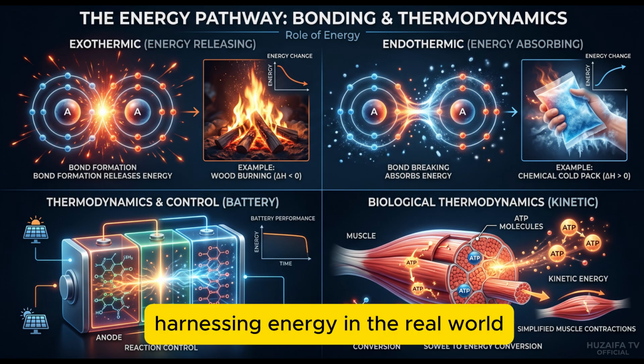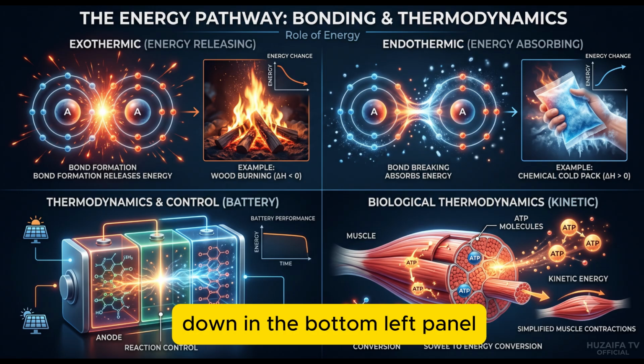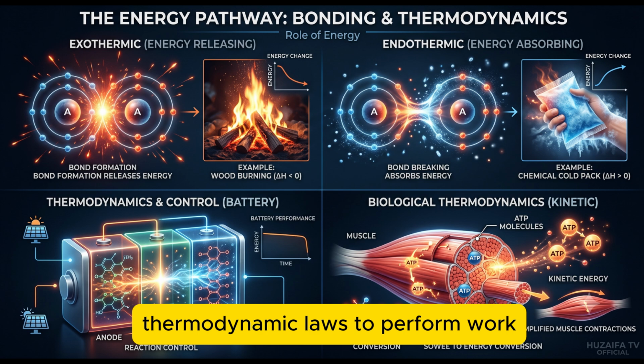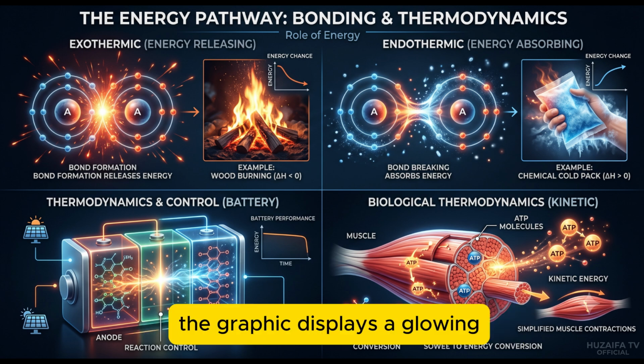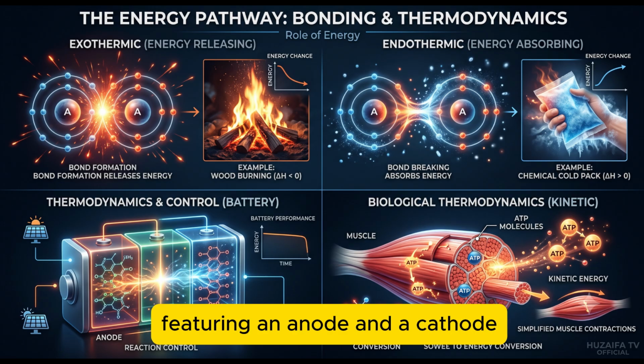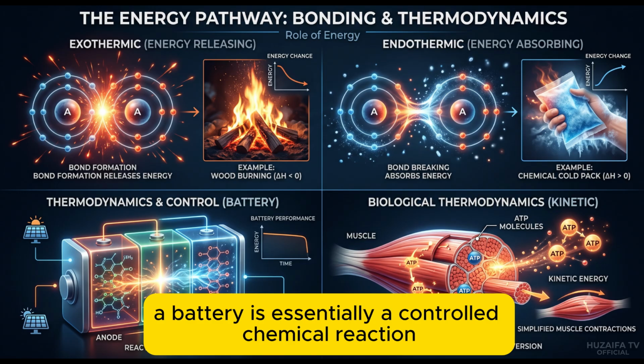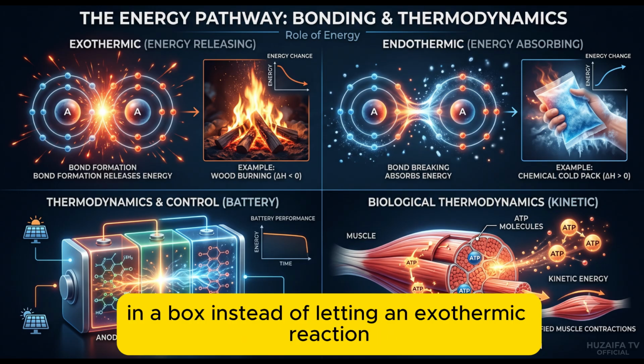Harnessing energy in the real world, thermodynamics and control. The battery, down in the bottom left panel, we see how human engineering harnesses these natural thermodynamic laws to perform work. The graphic displays a glowing, high-tech cross-section of a battery featuring an anode and a cathode. A battery is essentially a controlled chemical reaction in a box.